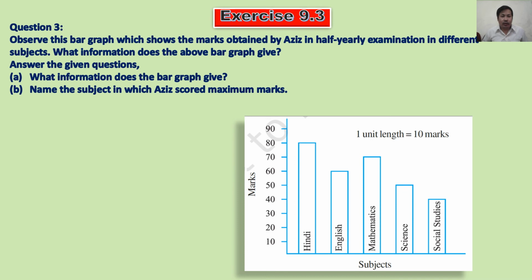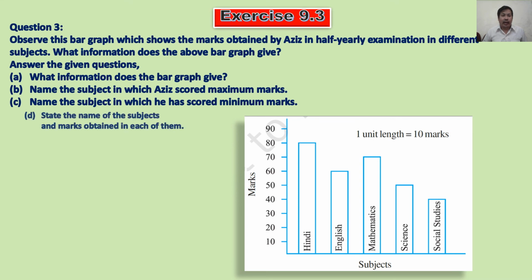B. Name the subject in which Aziz scored maximum marks. C. Name the subject in which he has scored minimum marks. And D. State the name of the subject and marks obtained in each of them. So these are the few questions we have to answer from this given diagram. Let us start giving the answers.